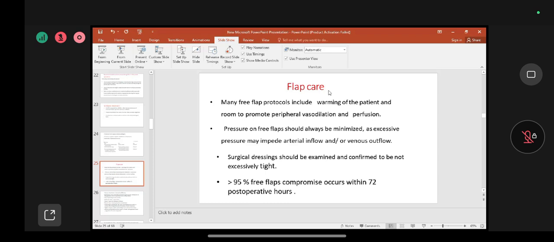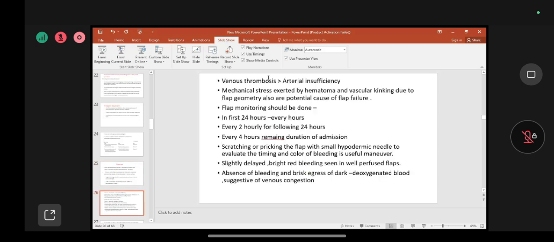More than 95% of free flap compromise occurs within 72 hours of the post-operative period. In flap failure, venous thrombosis is more common than arterial insufficiency. Mechanical stress exerted by hematoma and vascular kinking due to the flap geometry are also potential causes of flap failure. Flap monitoring should be done every hour in the first 24 hours, every 2 hours for the following 24 hours, and every 4 hours for the remaining duration of admission.